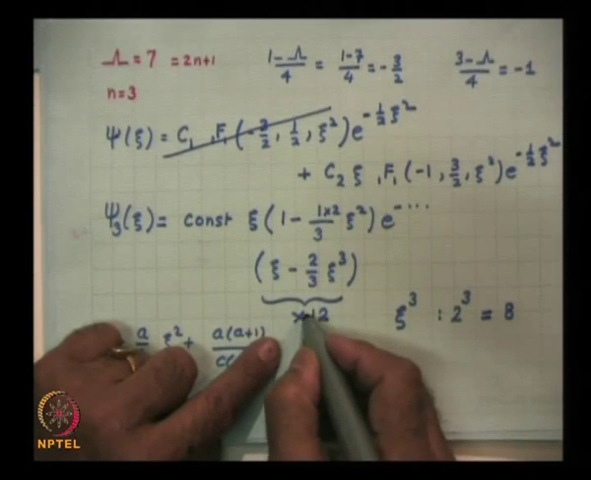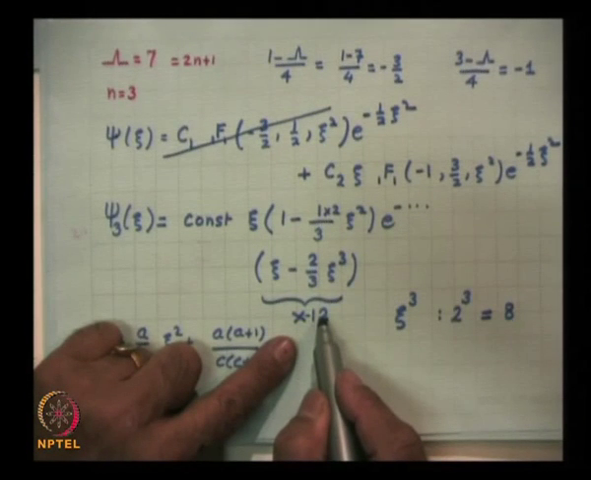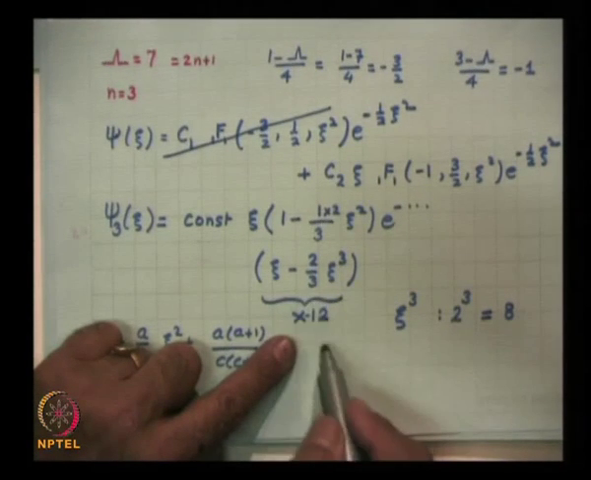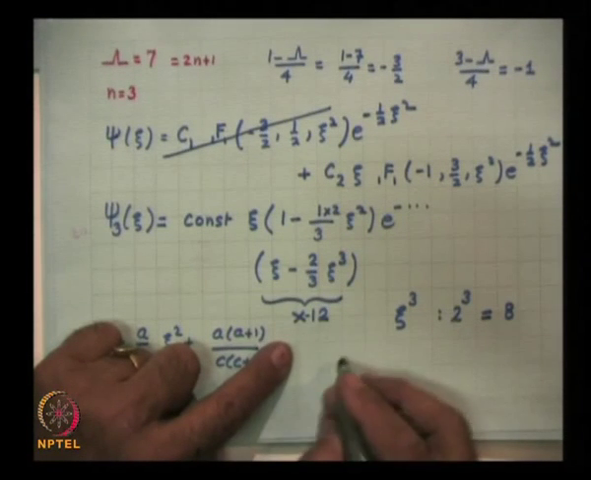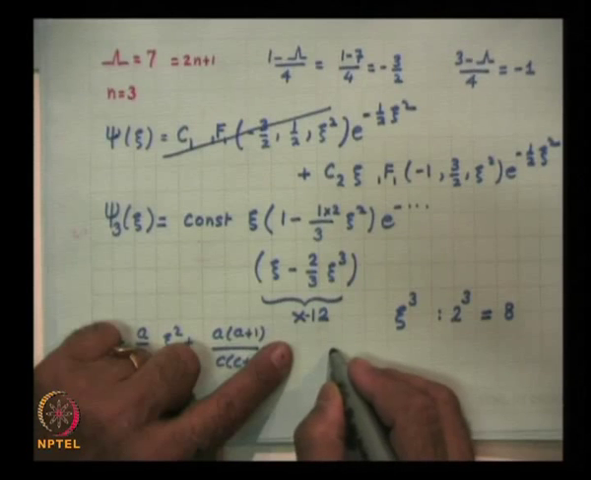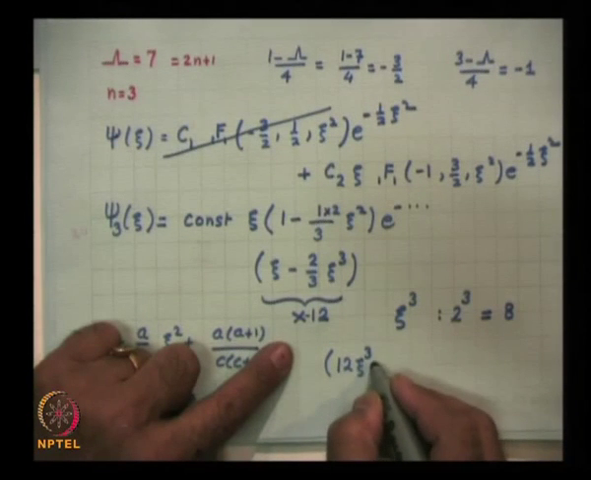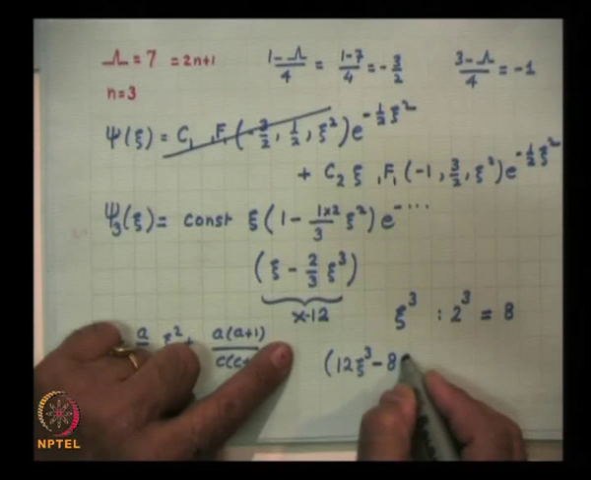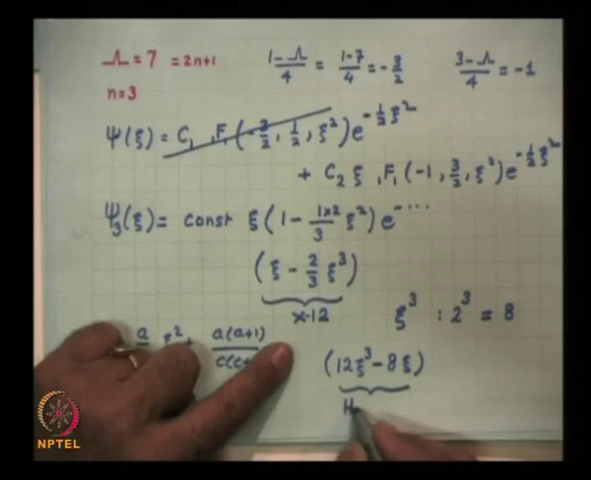Actually minus 12. So, what will happen is 2 into minus 12 is minus 24 divided by 3 is 8, and this is minus. So, you get 12 xi cubed minus 8 xi. This is the third Hermite polynomial.